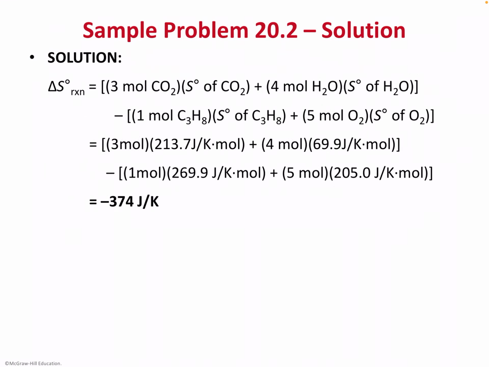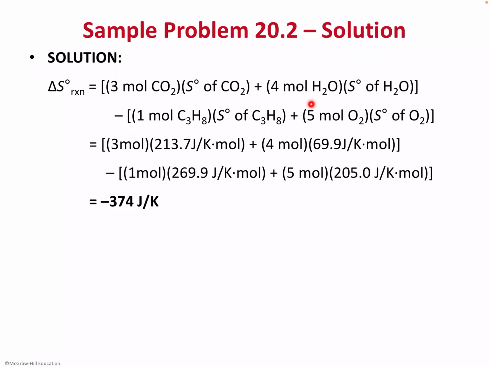So our products are carbon dioxide and water. There are 3 moles carbon dioxide times the entropy of the carbon dioxide plus 4 moles of water times the entropy of the water. Subtract the reactants. So 1 mole of propane times the entropy of propane. 5 moles of oxygen times the entropy of the oxygen.